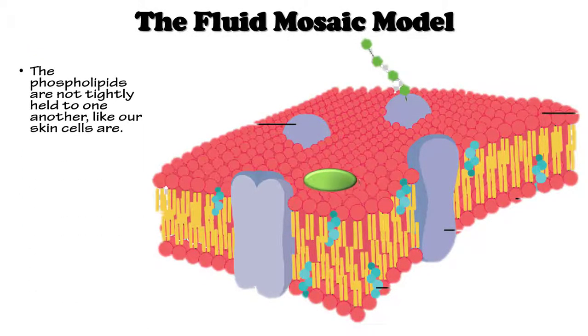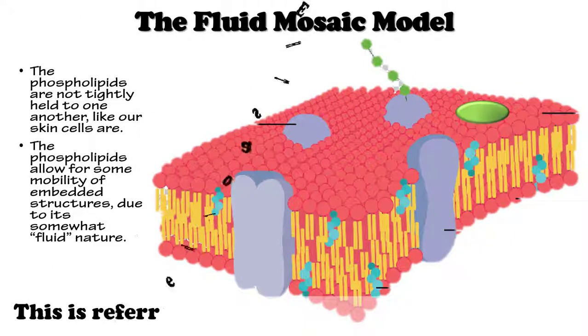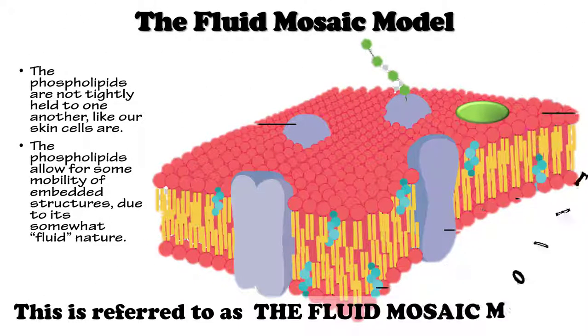The phospholipids are not tightly held to one another like our skin cells are. The phospholipids do allow for some mobility of the embedded structures due to its somewhat fluid nature. This is referred to as the fluid mosaic model of the cell membrane.